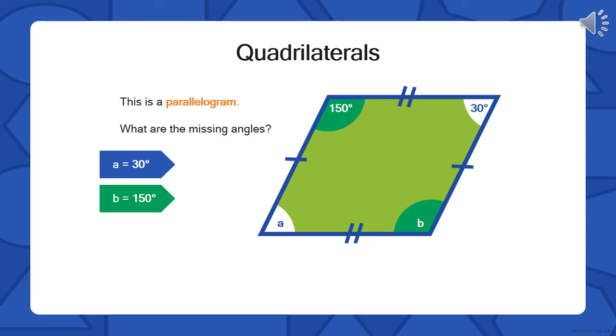So if we have one angle that is 30 and one angle that is 150, what are the missing angles A and B? That's right, because they're opposite, the opposite to A is 30, so that's 30 degrees, and the opposite to B is 150 degrees, so that is 150 degrees as well. We can check this by adding them all up and seeing if they equal 360 degrees.